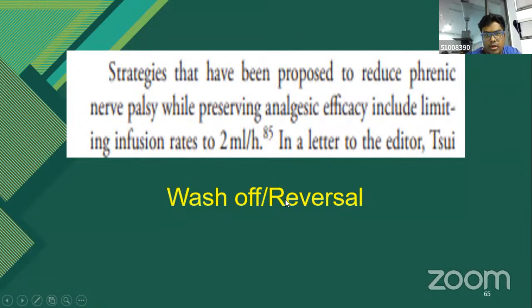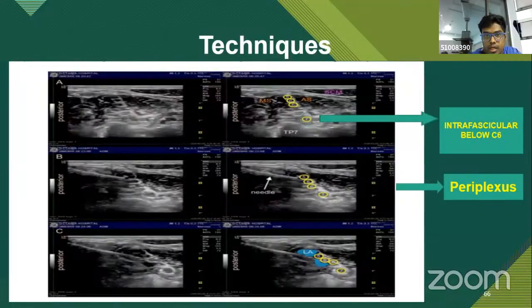And what is this wash off or reversal? There is an article by a person where they have used 0.9% saline to wash off the local anesthesia injection, because by virtue of giving saline, it dilutes the local anesthesia concentration around the plexus. So this is one technique, but more studies should come to prove this.